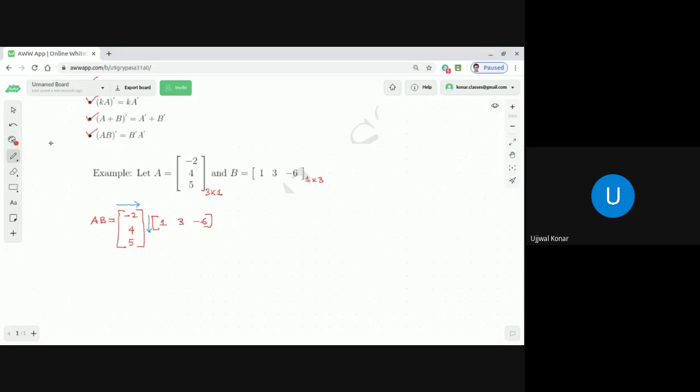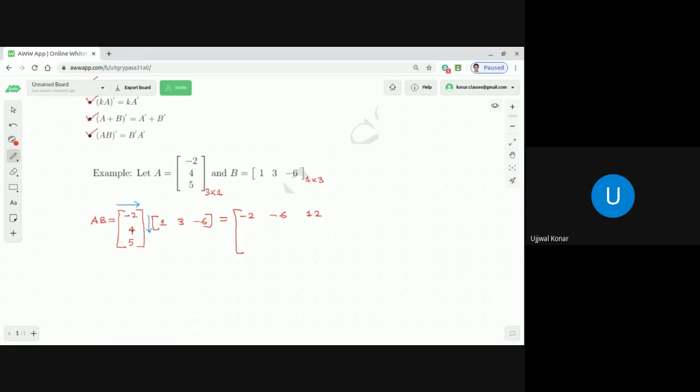So here it is. This will become -2 into 1, that is -2. Then -2 into 3, that is -6. Then -2 into -6, that is 12.